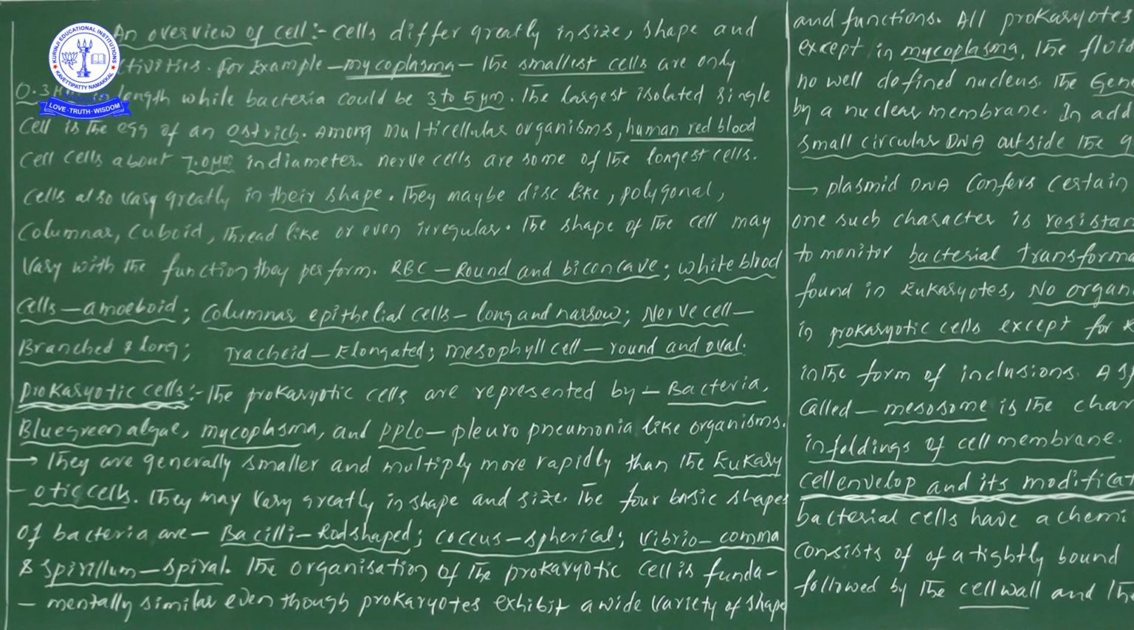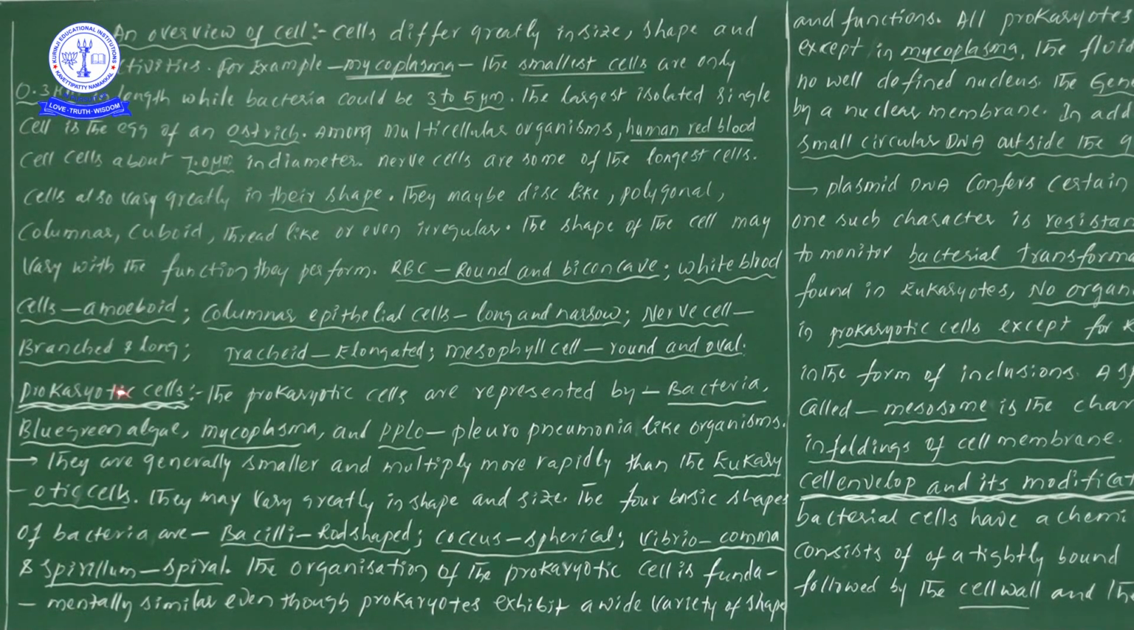The smallest cell is mycoplasma, length 0.3 micrometer. Next, bacteria could be 3 to 5 micrometer. Next, the isolated largest egg cell is the ostrich cell. Next, in multicellular organisms, what is the diameter of the RBC? That is 7.0 micrometer. RBC shape is round and biconcave. White blood cells shape is amoeboid. Columnar epithelial cells shape is long and narrow. Nerve cells are branched and long. Tracheids are elongated, and mesophyll cells are round and oval.